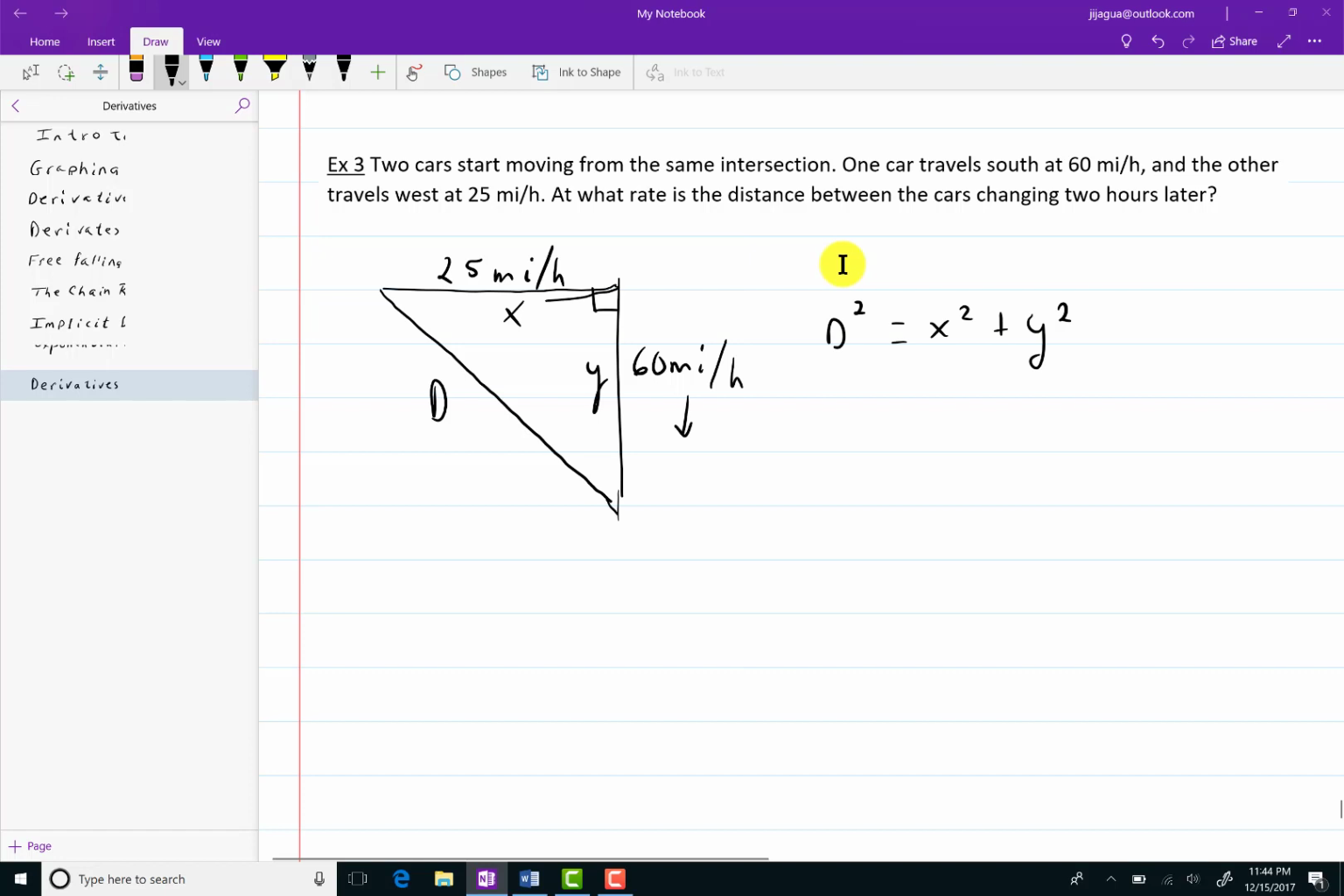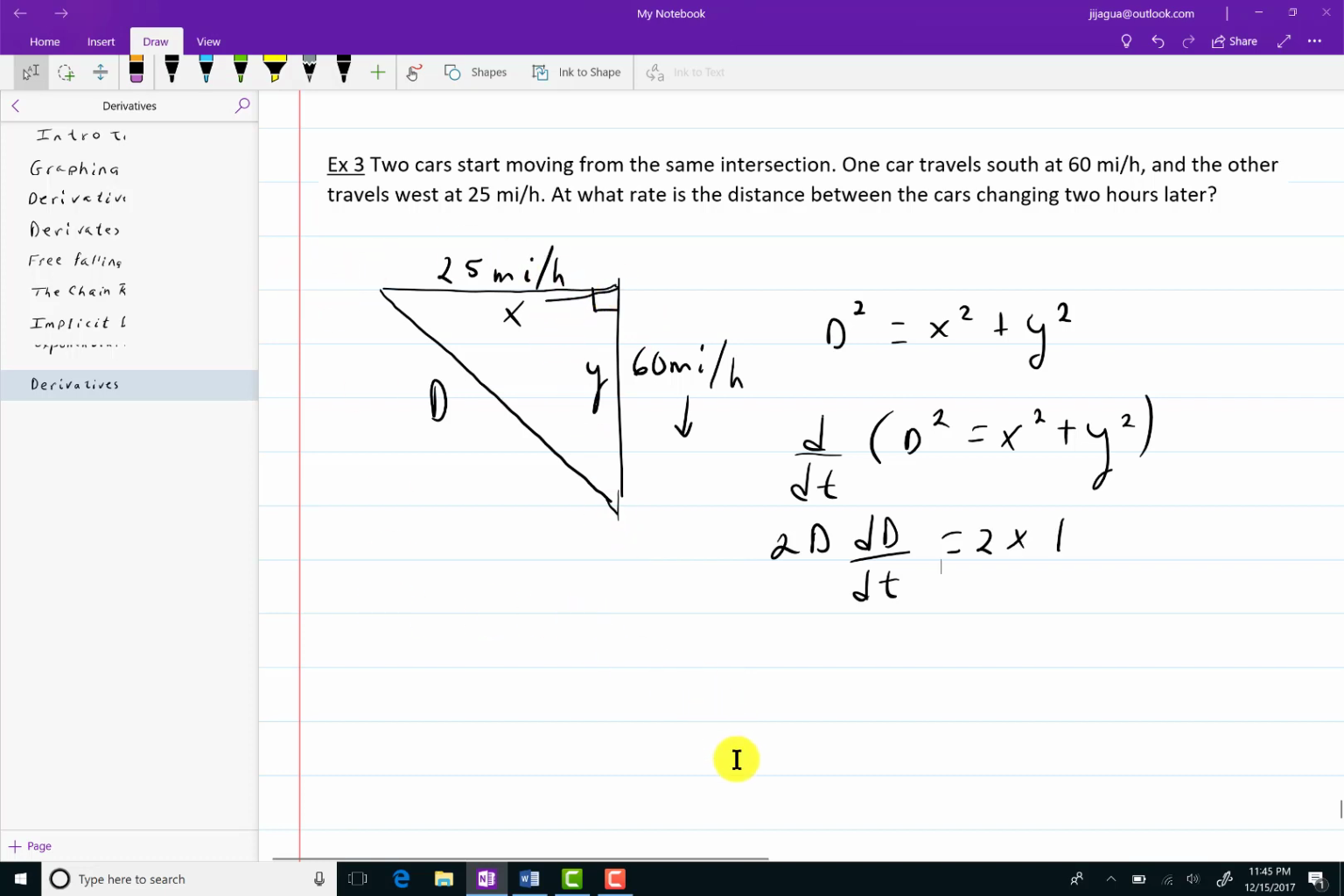If I take the derivative of everything with respect to t, you first use the power rule on everything. You'll get 2d, but then you'll get dd over dt according to the chain rule. The same goes for all the other ones because X and Y are both functions of t also. Y gets bigger as t goes on, and x gets bigger as t goes on. So I'm going to get 2x dx over dt plus 2y dy over dt.